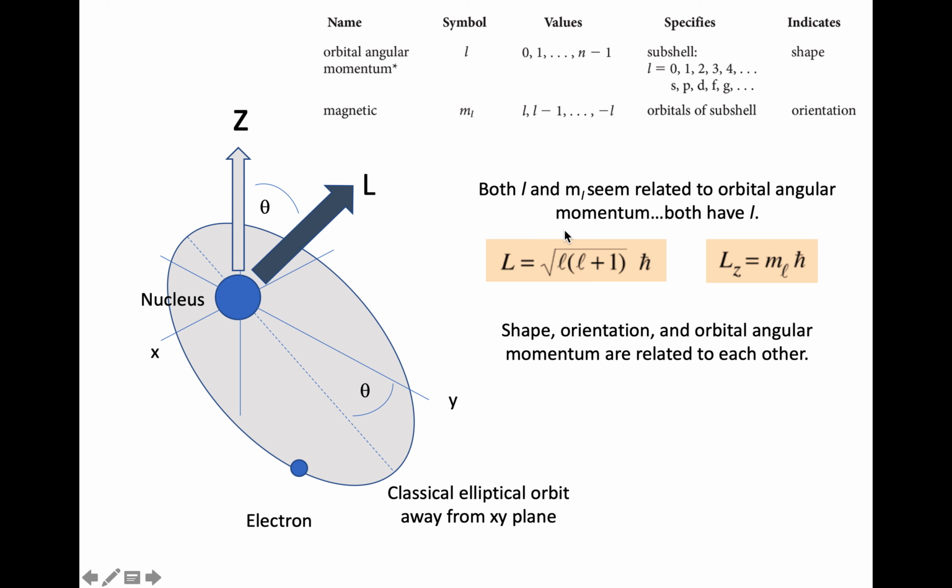Both L and m sub L seem related to each other and related to orbital angular momentum. Absolutely. What they're really describing is the property for the orbital angular momentum that would be perpendicular to the orbit, and what would be the projection along the z. Shape, orientation, and orbital angular momentum are related to each other in this way, and that's what these quantum numbers are actually describing. The L is describing the orbital angular momentum. The m sub L is then the orientation of the rotation relative to the xyz.